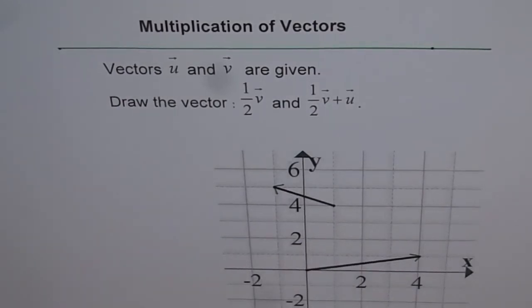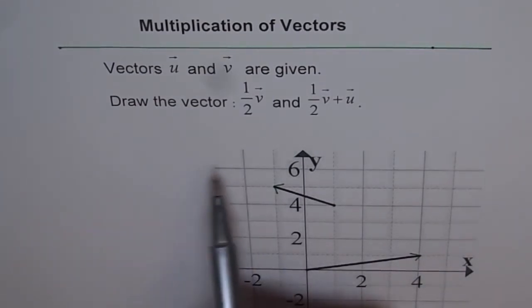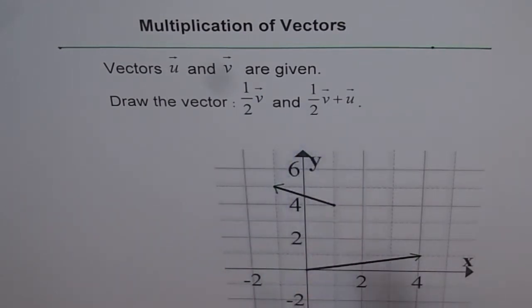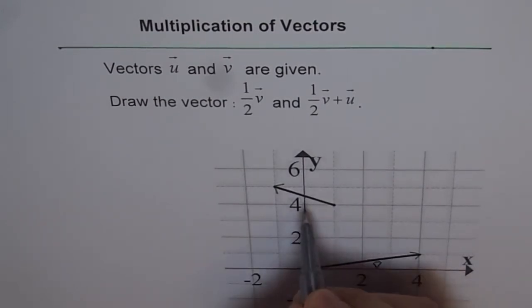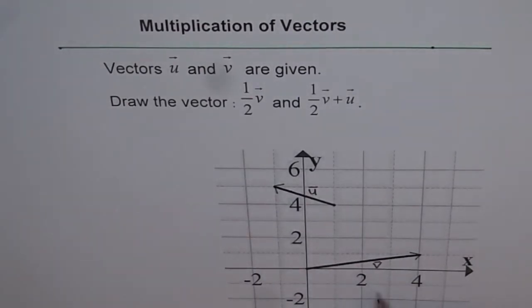Here is an application of multiplication of vectors. Vector u and v are given. Draw the vector half of v plus half of v plus u. So that's my vector v, and this is the vector u. Now these two vectors are given to us.